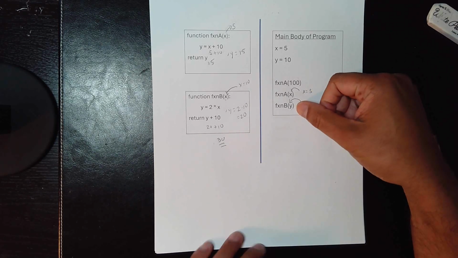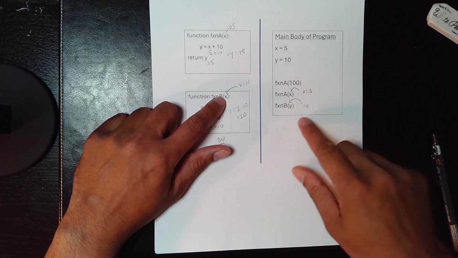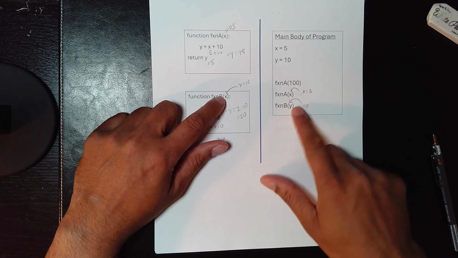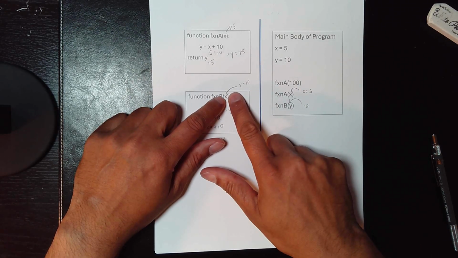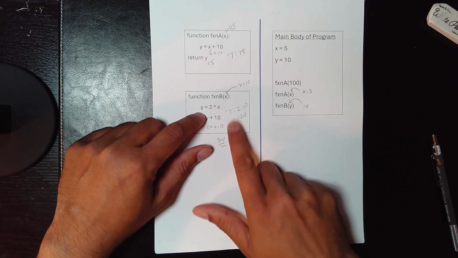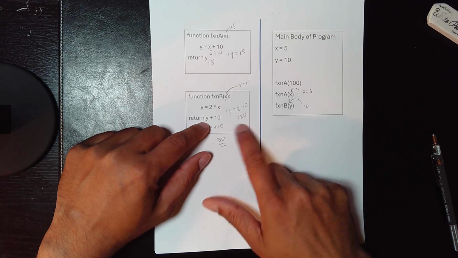I'll repeat it again. This value here is now y, right? So x is really equal to y here. So I'm putting 10 in, just like I put 100 in. And so now this value here is 10. So now 10 comes down. The y here is 20, again, 20 plus 10 is 30.